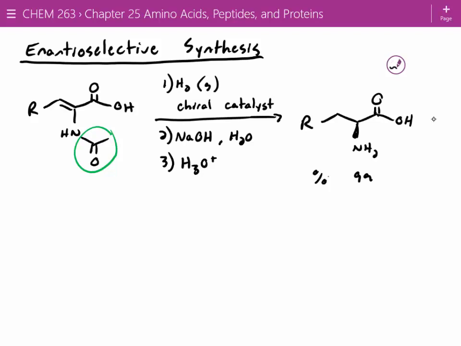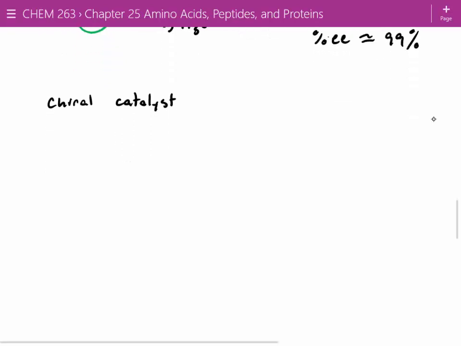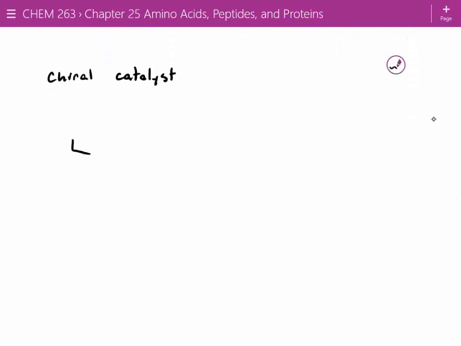Oh, let me erase this. Percent EE can be approximately 99% or higher. So you gain exclusive stereochemical control over your product. So the question is, what chiral catalyst is used? It looks pretty funky, so bear with me as I draw it out. And if you remember back to our hydrogenation section, it should look fairly familiar.